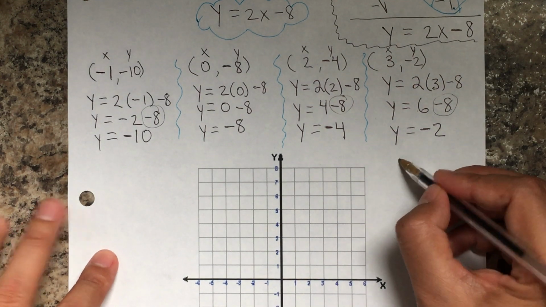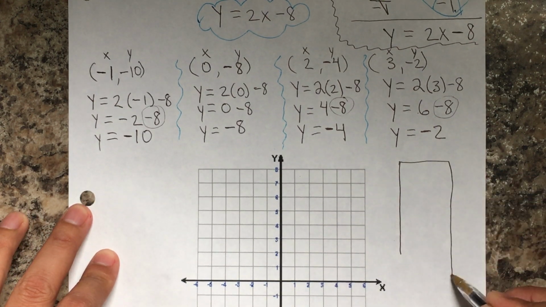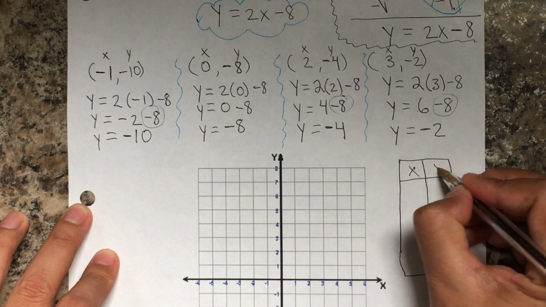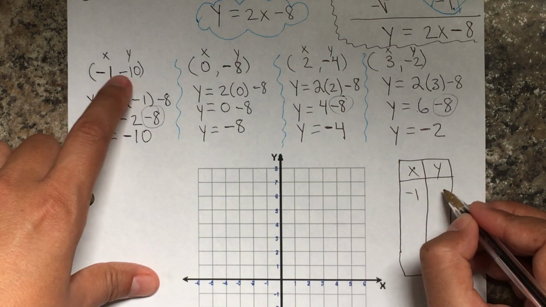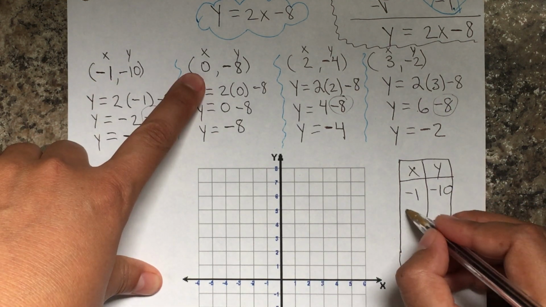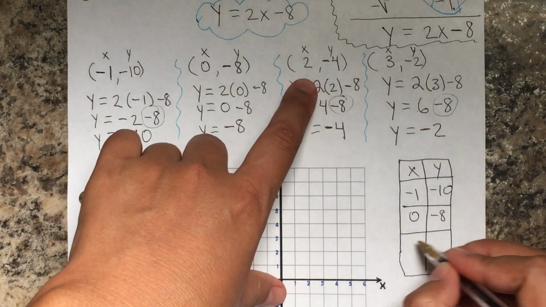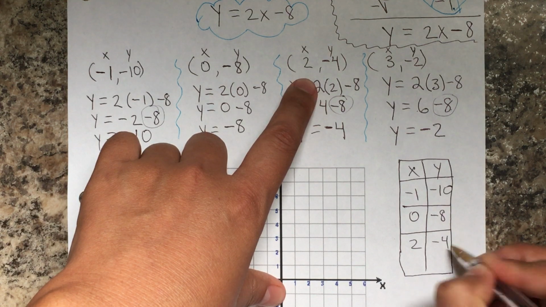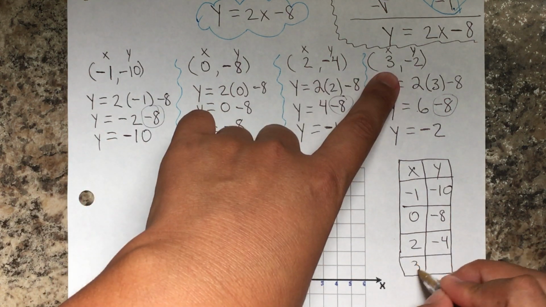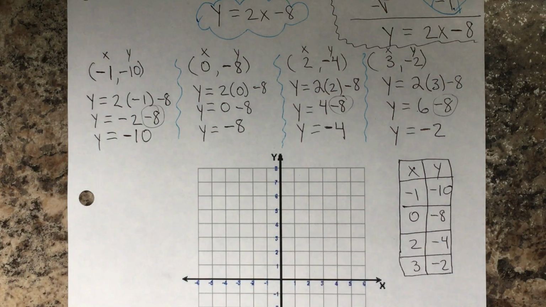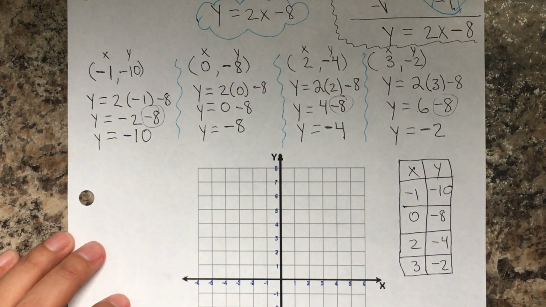Okay, again, if you wanted to see this in a table, you would have used -1 and you get -10, 0, -8, 2, -4, 3, -2. And you can use only one. You don't have to do both.